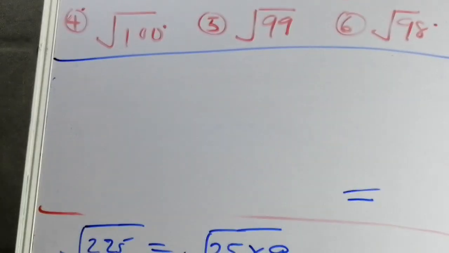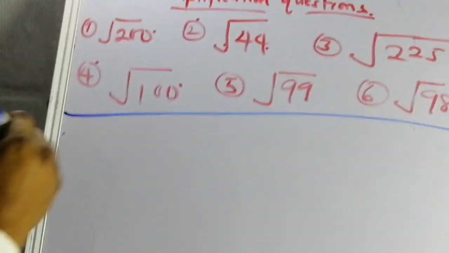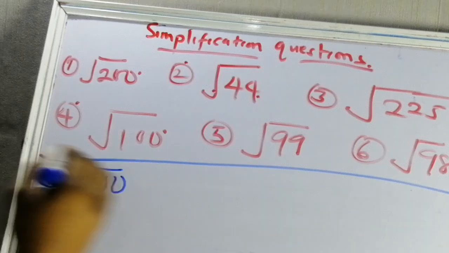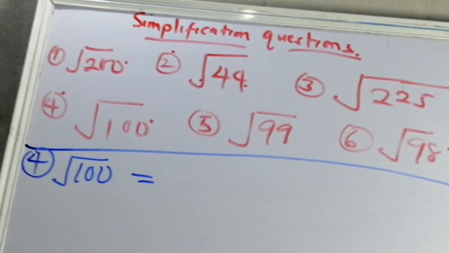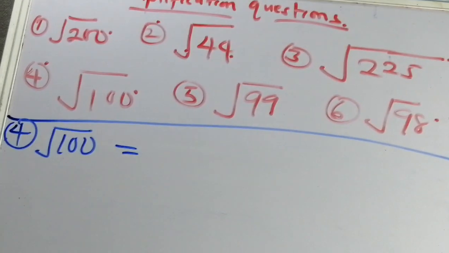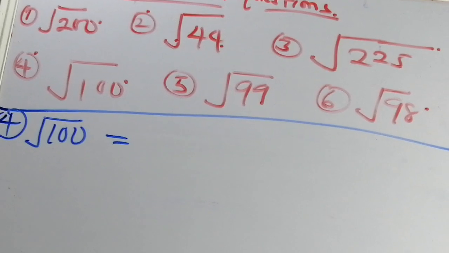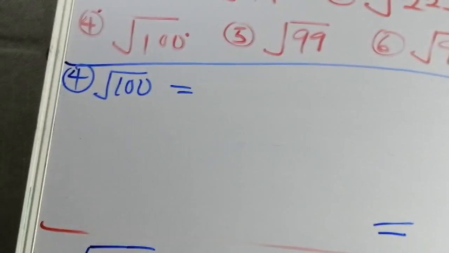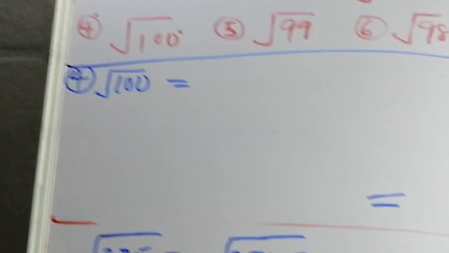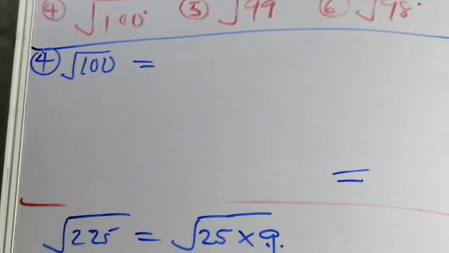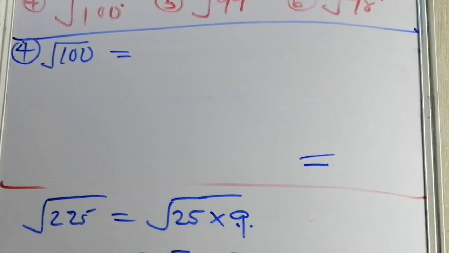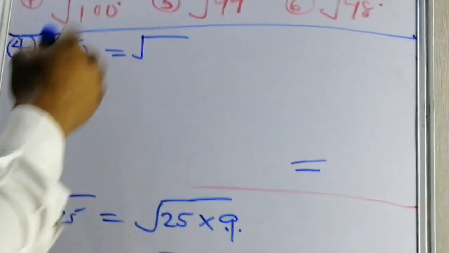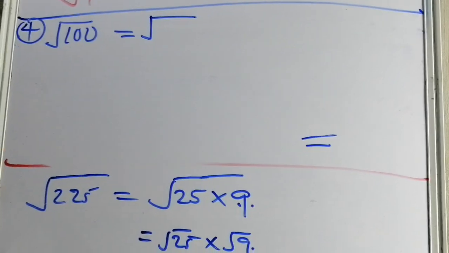we're moving to number 4 now. So number 4 here, we have root 100. Okay, so we all know that 10 times 10 is what? 100. Or you can say 20 times 5 is also 100. That is 20 in 5 places. It depends. Okay, let me use 20 times 5. It depends. So if you use 10 times 10, it's still the same answer you will arrive at.